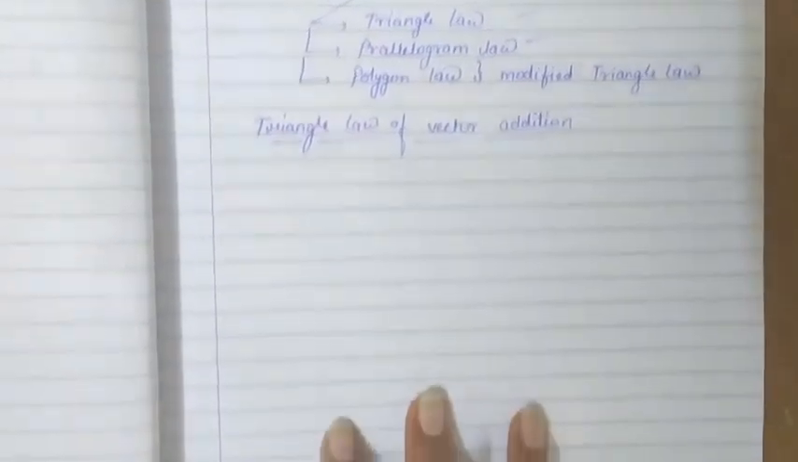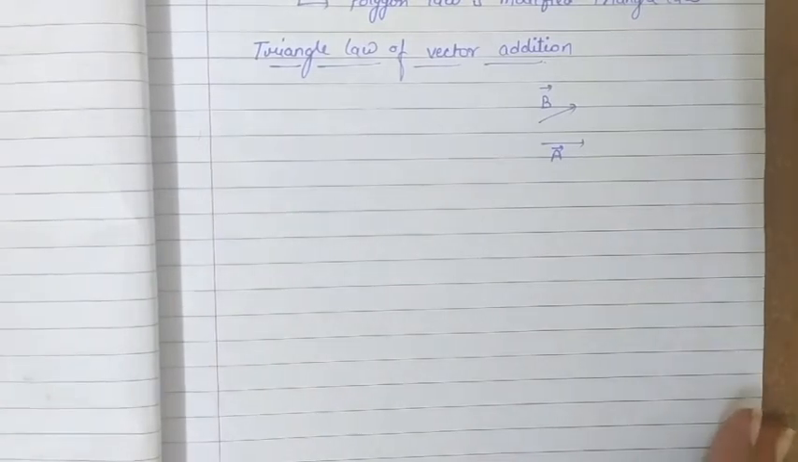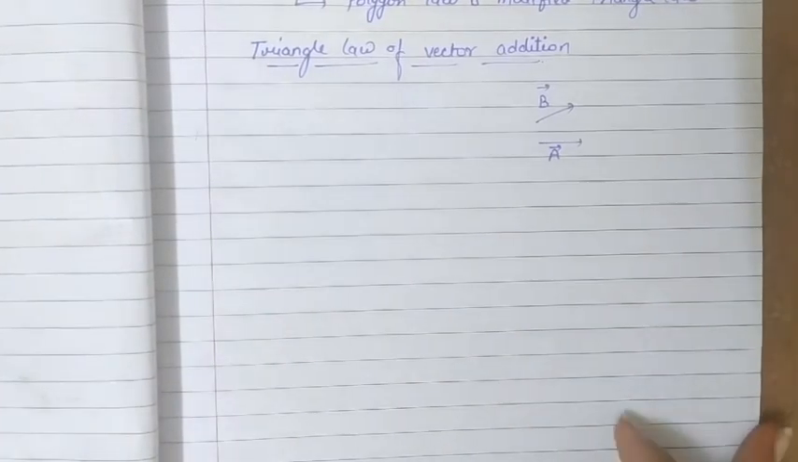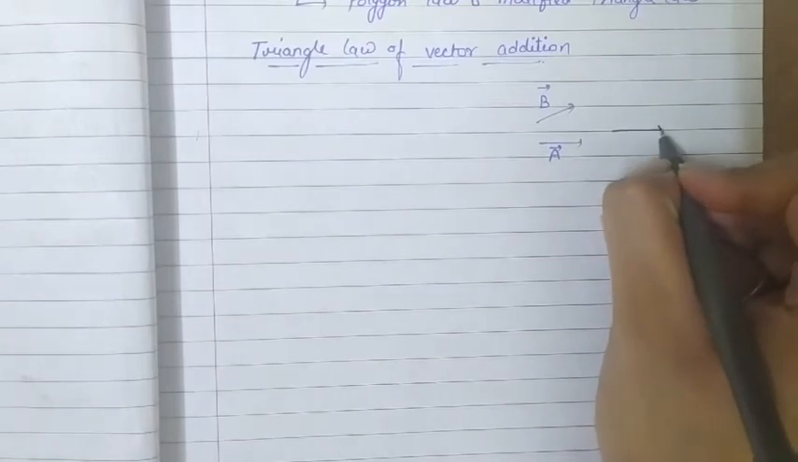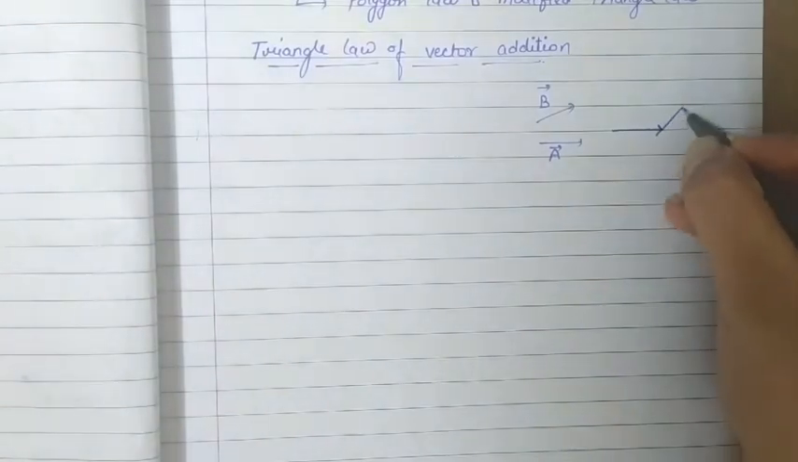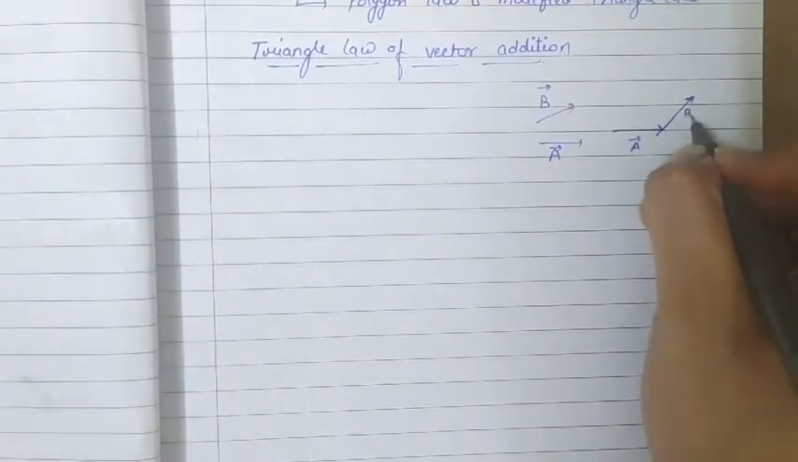So the triangle law of vector addition states that if we have two vectors, vector A and vector B, and we want to add these two vectors by using triangle law of vector addition, we take these two vectors and represent them as the two sides of a triangle taken in the same order. Same order means where the first vector ends, the second starts from the same point. So this is the same order. So this is A vector and this one is B vector.